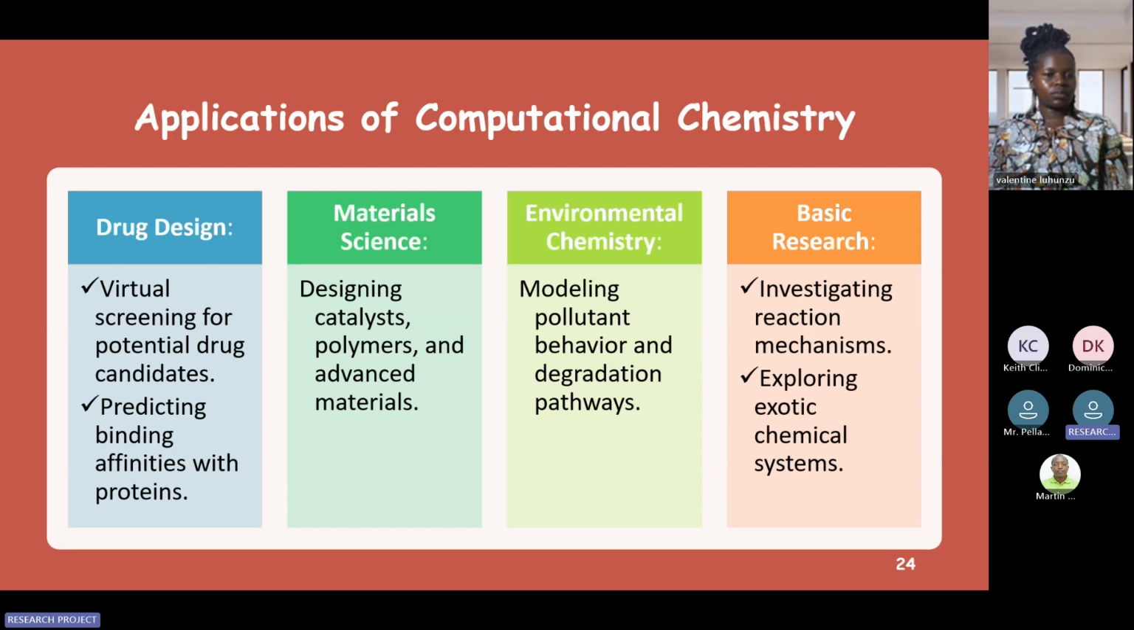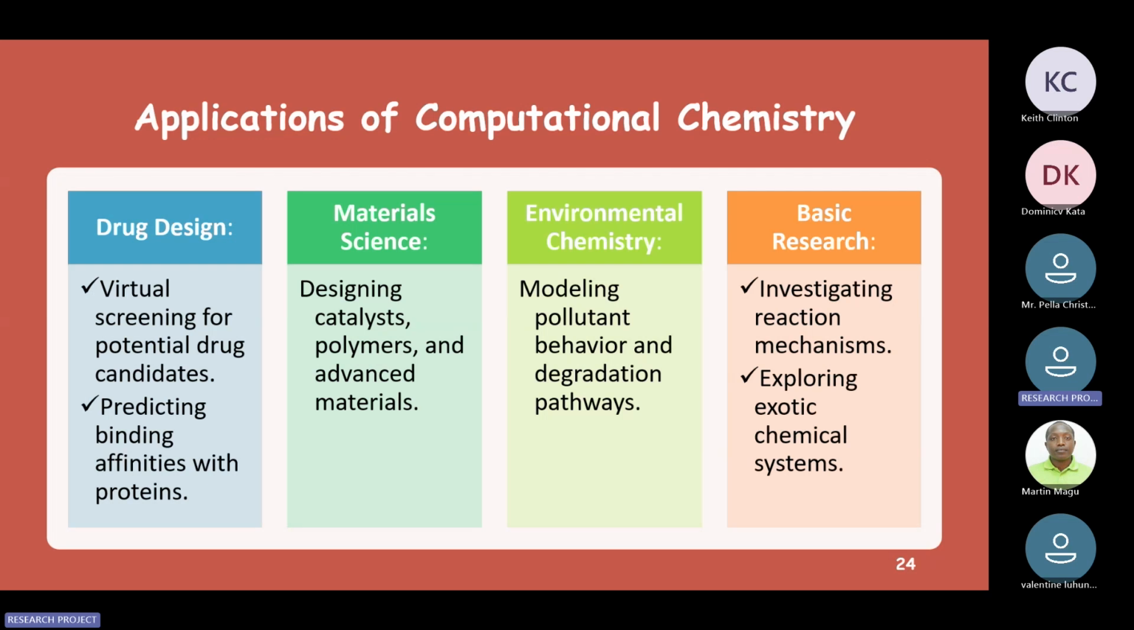So this leads me to the question, where is computational chemistry applied? I have narrowed to four, starting with the basic research. It can be used in investigating the reaction mechanism of different compounds and understanding how these reactions are taking place. Then exploring exotic chemical systems that maybe have never been understood better. That can come very well. In environmental chemistry, it can be used in modeling pollutant behavior and some of their degradation pathways. As the pollutants are moving from one point to the other, what are some of the reactions or processes that could be taking place?